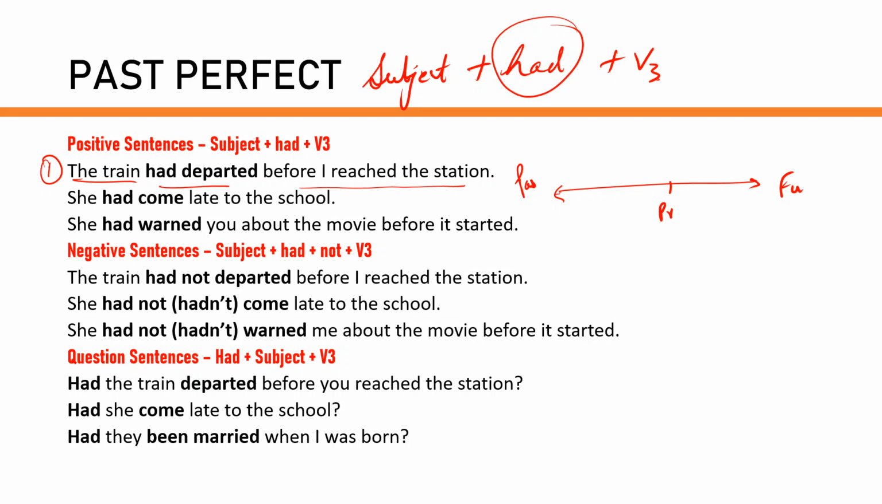So if this is past, let's say two things happened. Okay. So here, which thing happened before? The train had departed before I reached the station. तो the train चली गई है, then ये आए हैं स्टेशन पे. तो ये बता रहा है कि the train चली गई थी जब मैं स्टेशन पे आया.